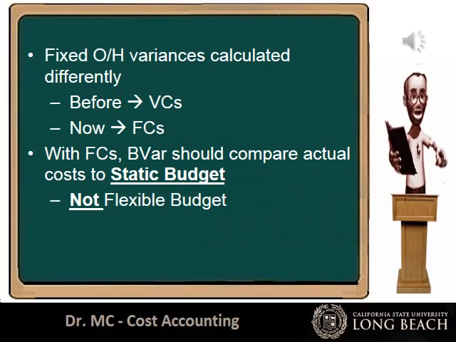The fixed overhead variances are calculated differently. Before we were dealing with variable costs. Now we are dealing with a fixed cost. With variable costs, your estimated costs should change depending on the level of your firm's activity. With fixed costs, however, your firm's estimated costs should not change just because you are making more or fewer units than you anticipated. For this reason, the budget variances should compare actual costs to the static budget for fixed costs rather than the flexible budget.